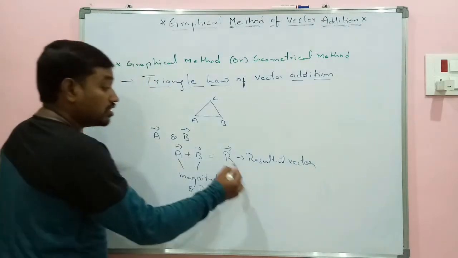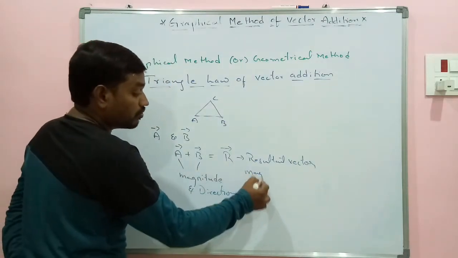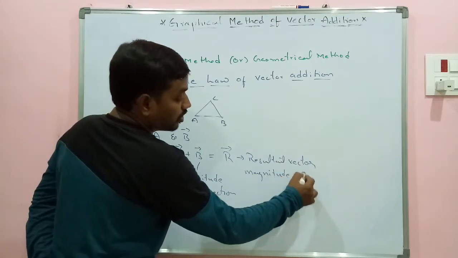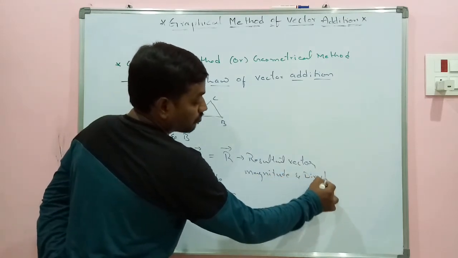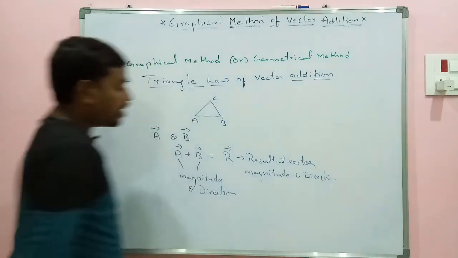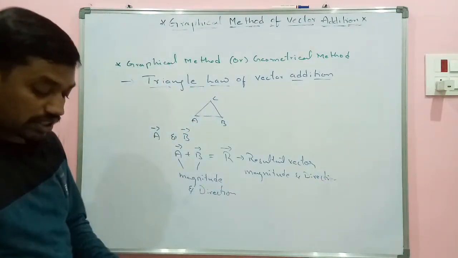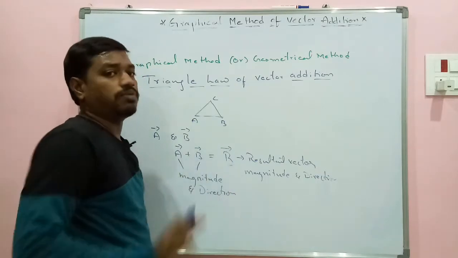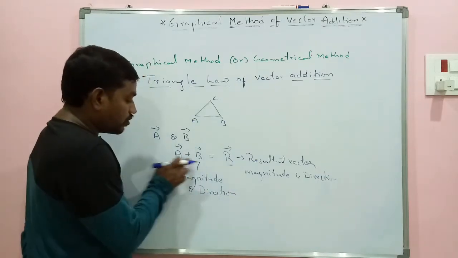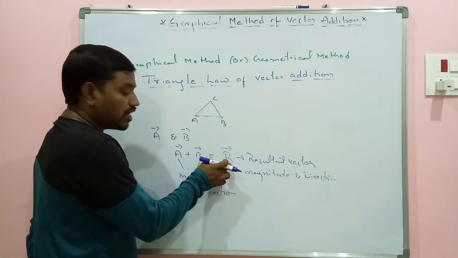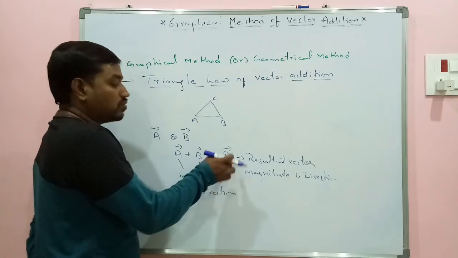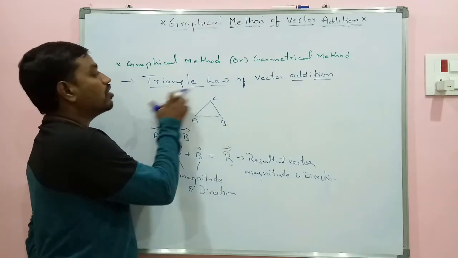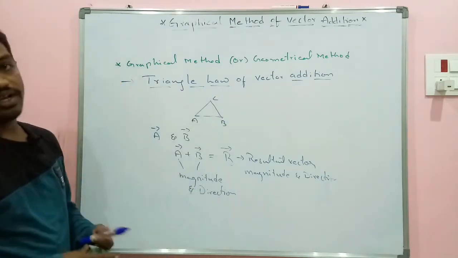The resultant vector also has magnitude and direction. Whenever you add two vectors, the third will always be a vector. We will never get a scalar. Remember, if we add two vectors, the resultant will always be a vector. So this particular addition is represented with a triangle, and we call it the triangle law of vector addition.